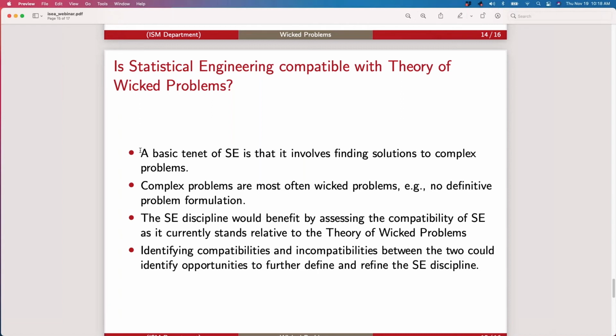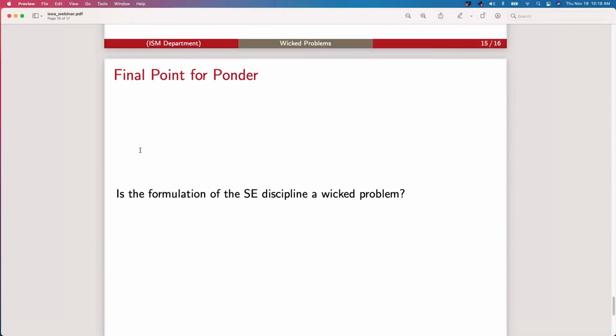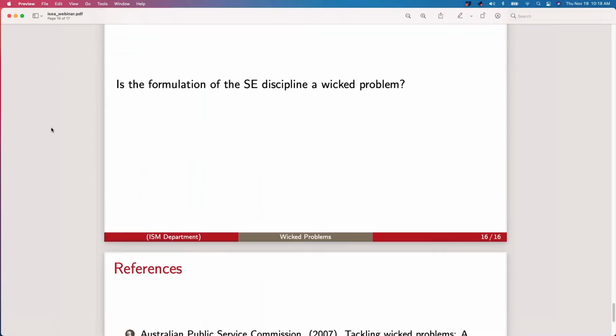Identifying these compatibilities and these incompatibilities between the two could identify opportunities to either further define, or even refine the SE discipline. So I'll just leave you with a final point. Is the formulation of the SE discipline a wicked problem? That's all I have.